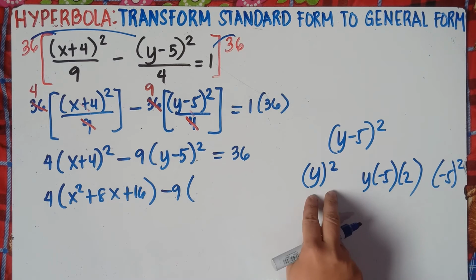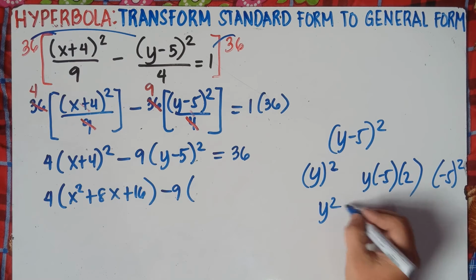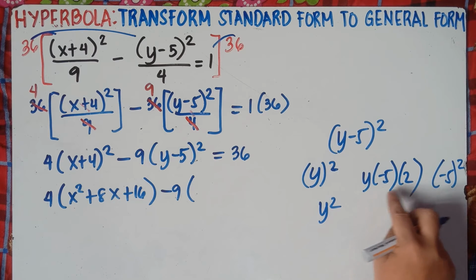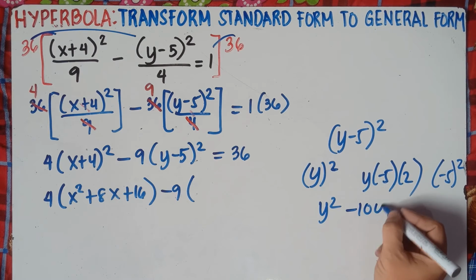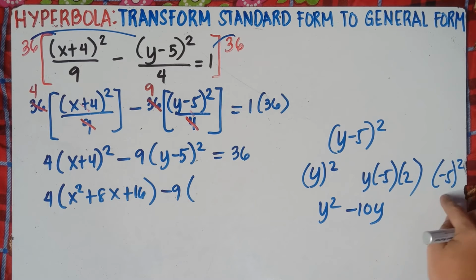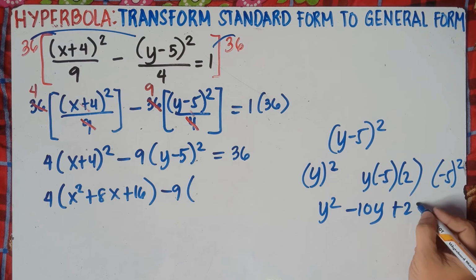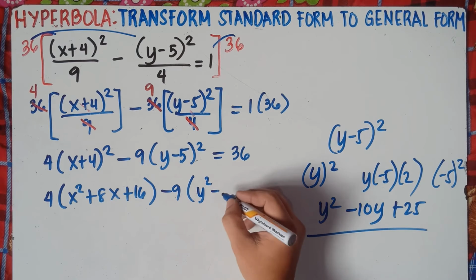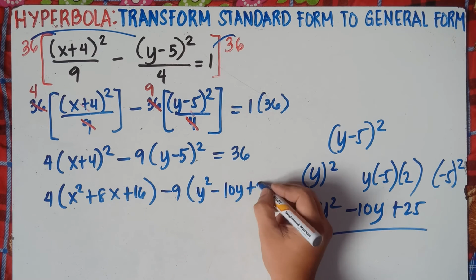Alright, so you square the first term, y times y, that's y squared. Y times negative 5 is negative 5y, times 2, that's negative 10y. Then you square the last term, negative 5 times negative 5, that's positive 25. And that's it, class. Easy, right? For the square of a binomial, y squared minus 10y plus 25.